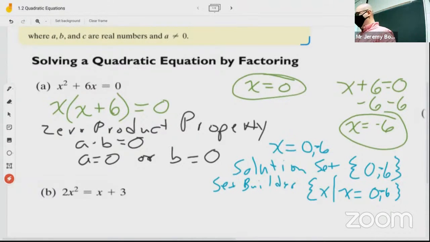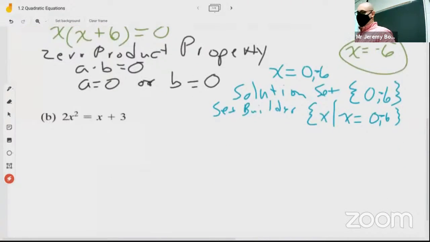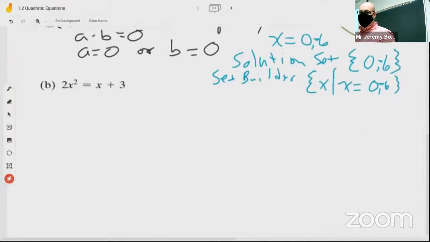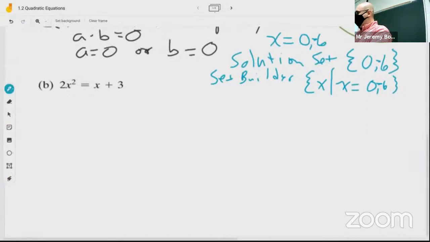All right, so let's work through the second one together. I don't know if I have another one for us to try. I can make one up. All right. So here we have 2x squared is equal to x plus 3.